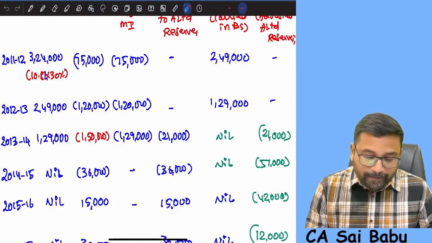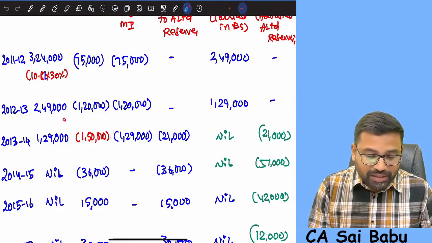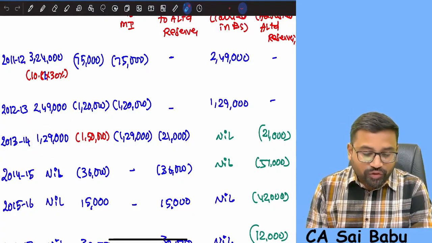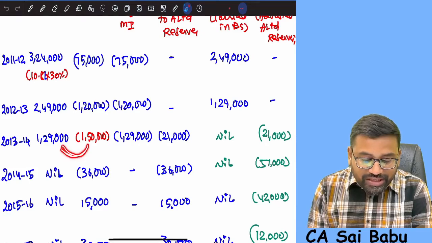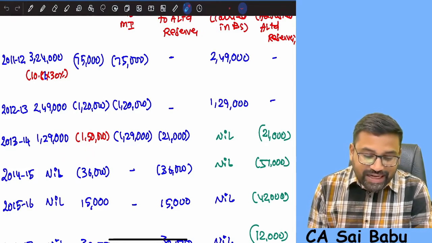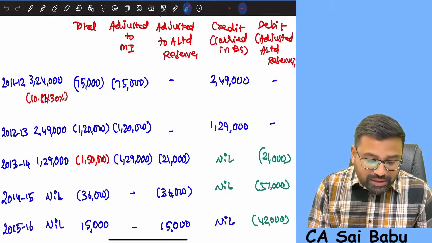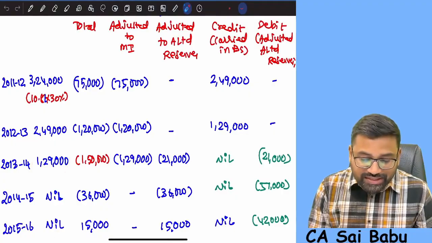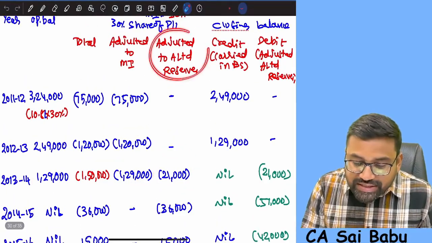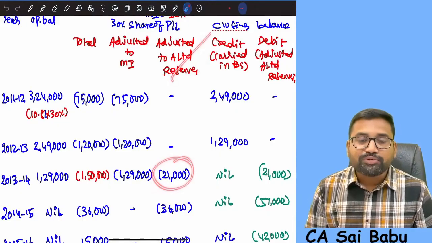But you see, from the subsidiary company, our share of loss is 1.5, but minority interest is showing only a credit balance of 1,29,000. Therefore, here the minority interest is becoming a debit balance, right? What the standard says is, do one thing: 1,59,000, but the credit balance is 1,29,000. Adjust the entire 1,29,000. Whatever the excess is, please adjust to the parent company reserves. So 21,000 adjusted to parent company reserves.